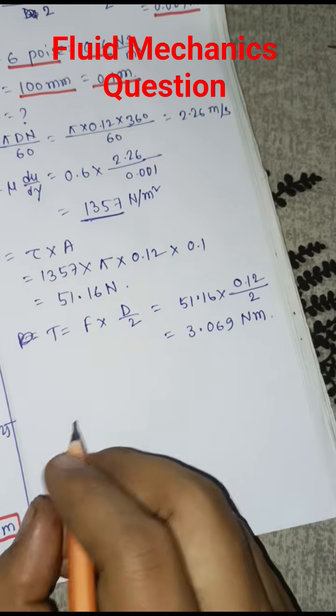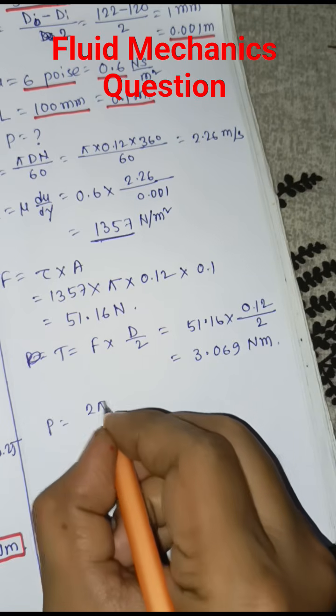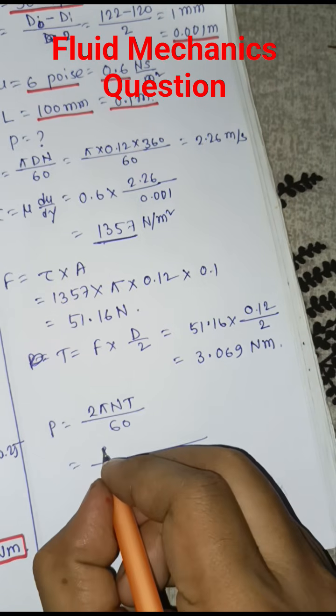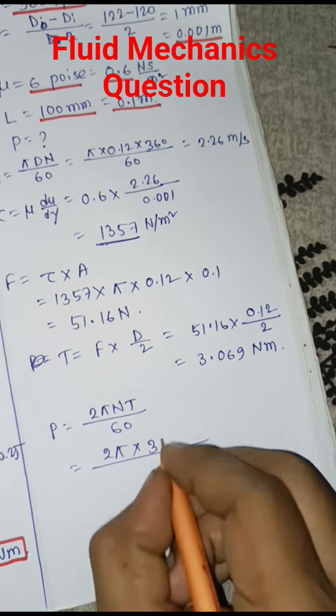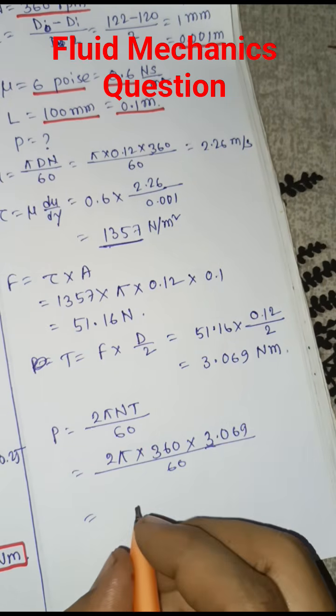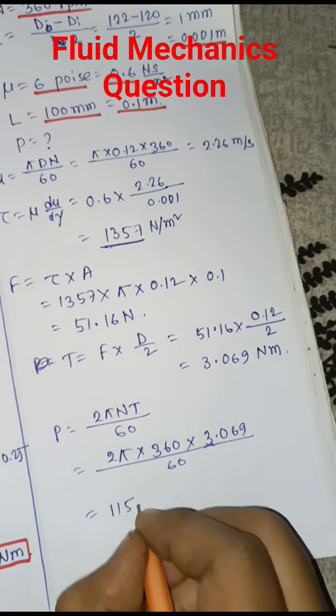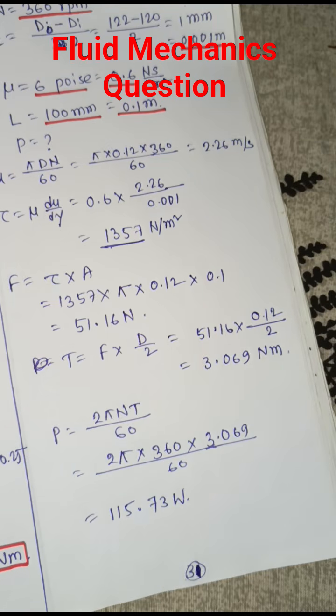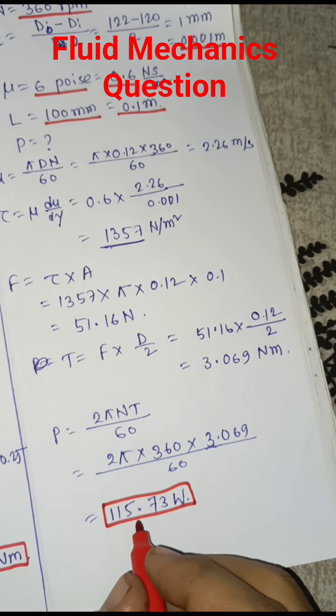Now if you want to calculate the power, the power formula we know is 2 pi N T by 60. So 2 pi N, what is the value of N? That is 360, which is given in this question. Torque is 3.069, divided by 60. So if you calculate, this value will be 115.73 watt. So the power, the answer will be 115.73 watt.